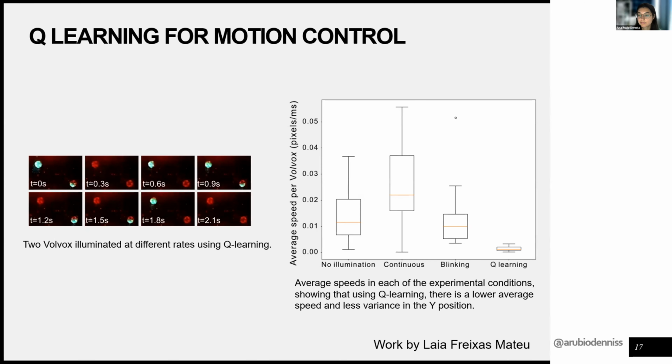And the initial results from this seemed promising. You can see on the graph on the right, it's quite noisy, with quite a lot of variance in general. But compared to either no illumination, continuous illumination, or just the blinking illumination we did previously, we were able to slow the Volvox down significantly. You can see the velocity is a lot lower, and crucially, the variance is a lot lower.